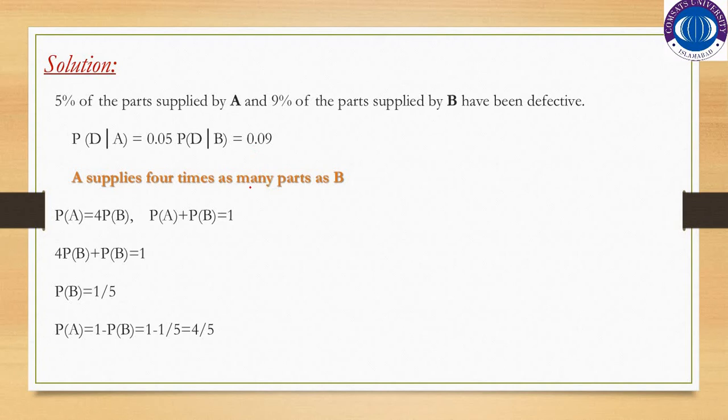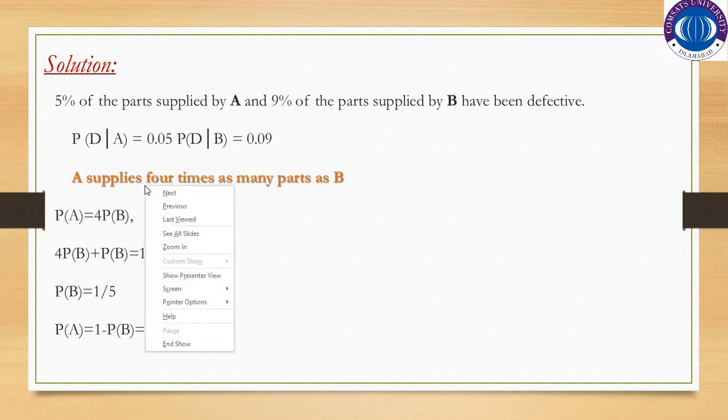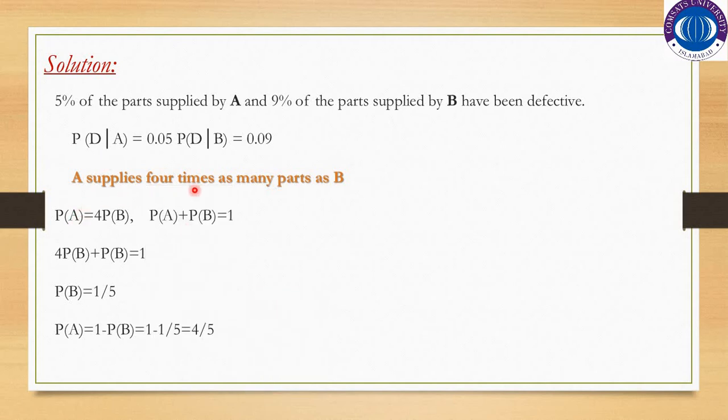The only information we know about the total supplies of A and B is that A supplies 4 times as many parts as B. This is the only information given in the question. We don't know any further information. For further simplification, we have to know how much supply is given by supplier A and how much is given by supplier B.